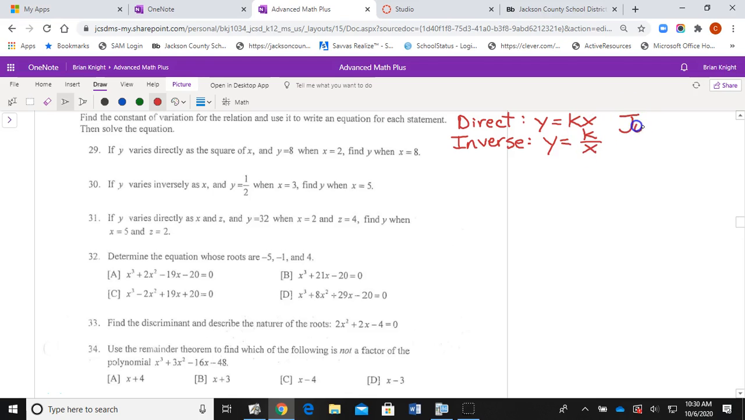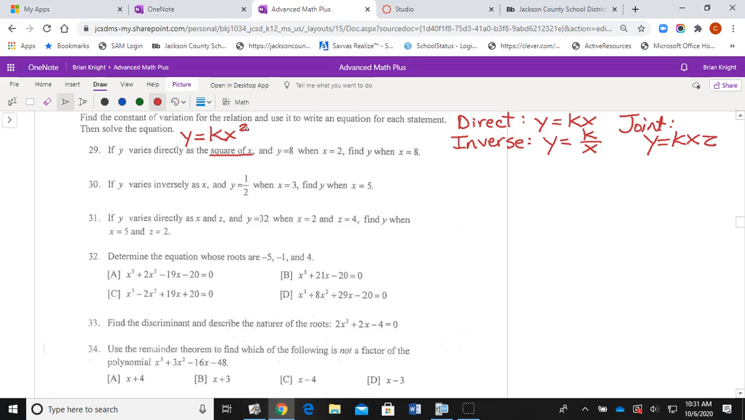And then we also had one called jointly. That is y equals kxz. That's when you just multiply by more than one variable. So direct and joint, you're both doing what? Multiplying. Inverse, you're dividing by your variable. And again, the variables can change depending on what it says. Like on this one, it says y varies directly as the what? The square of x. So that means we're going to have y equals kx squared, not just kx.